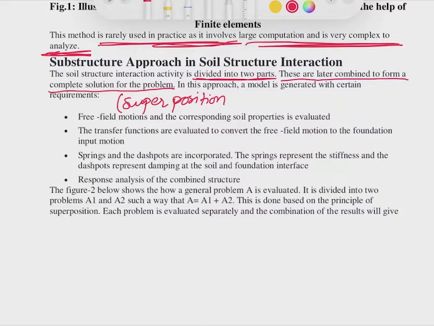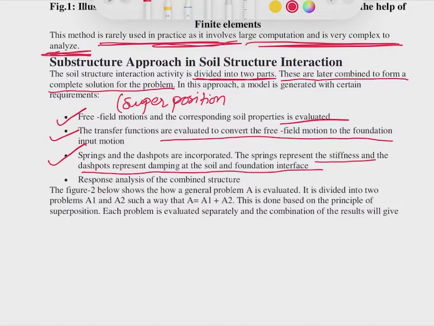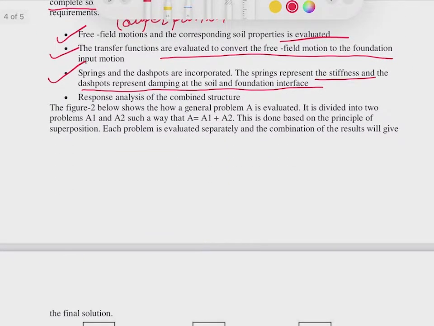In this approach also, a model is generated with certain requirements. What are those requirements? The free field motions and the corresponding soil properties are evaluated. The transfer functions are evaluated to convert the free field motion to the foundation input motion, and then springs and dashpots are incorporated, where the springs represent the stiffness and the dashpots represent the damping at the soil and foundation interface. And the last one is the response analysis of the combined structure.